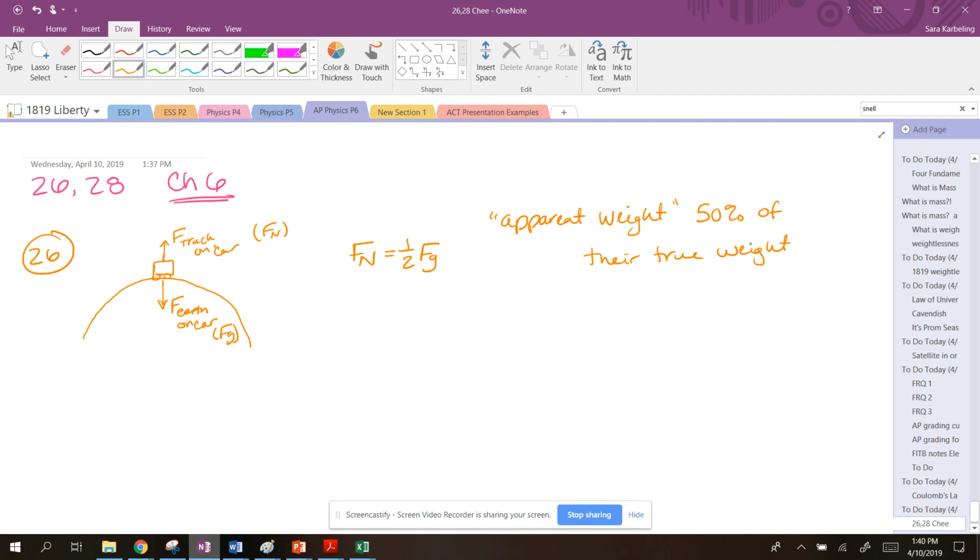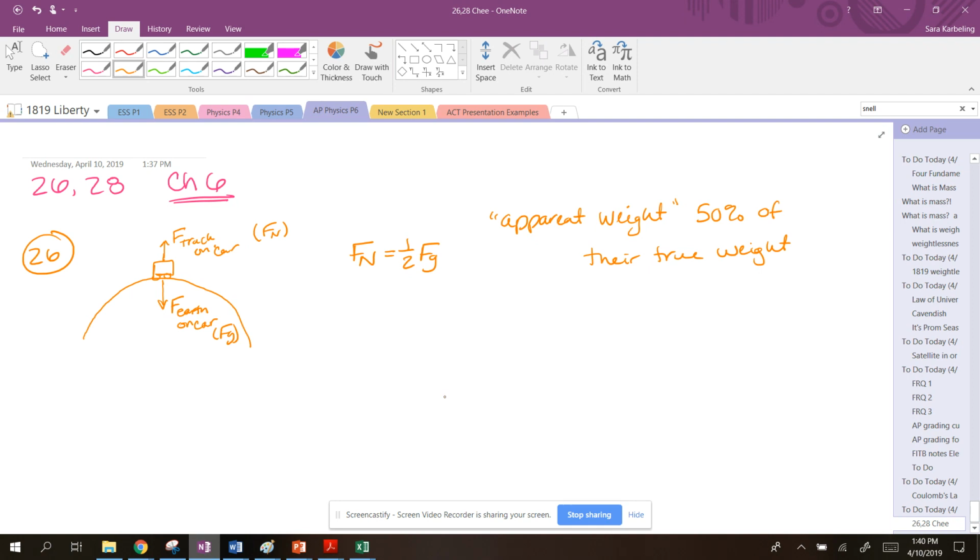So think about that Bart Simpson elevator problem, right? Apparent weight is the normal force, the normal force that they're being pushed up with. So when we're talking about apparent weight, we're talking about normal force. The normal force is half what Fg is. Does that make sense? Because it's 50%. Exactly. So when they're the same, your true weight is the same as your apparent weight. That's when F net equals 0, right?